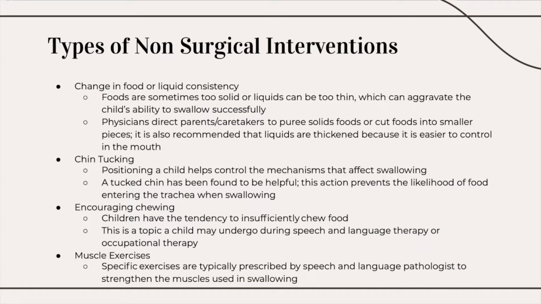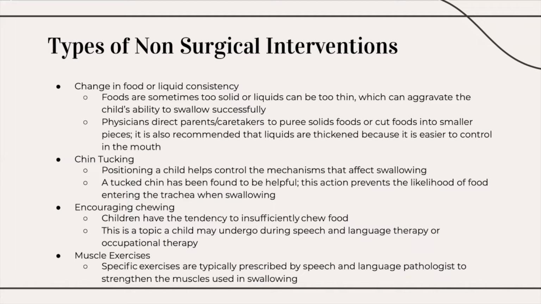First is change in food or liquid consistency. So foods can sometimes be too solid and liquids can be too thin, which can aggravate the child's ability to swallow successfully. So physicians will typically direct parents and caretakers to puree solid foods or cut them into smaller pieces to change the texture of them. And then liquids are recommended to be thickened because it's easier to control in the mouth. So the typical consistency that they recommend is what you would see in a smoothie.